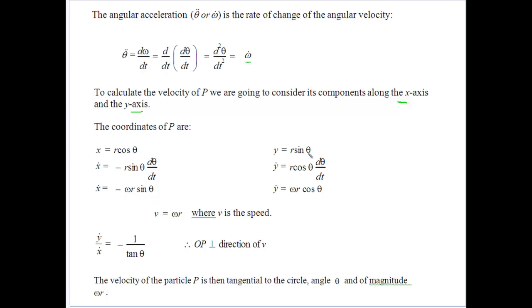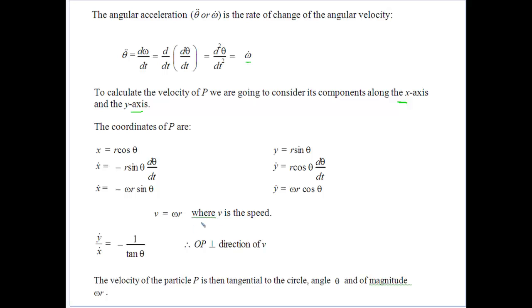And we do the same thing for y. We apply the derivative with respect to t, so we apply the chain rule. So we get r cos theta and d theta dt, which is omega. So therefore our velocity then would be omega times r.